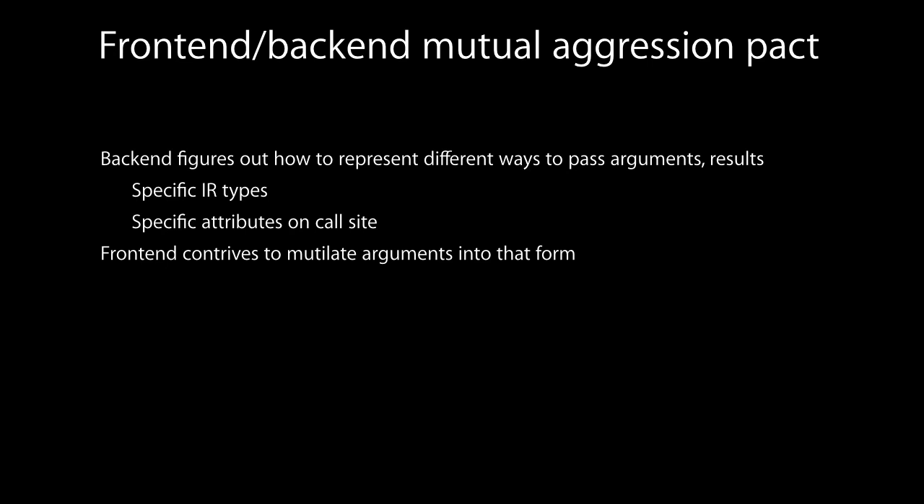So what we end up with instead is this sort of mutual aggression pact between the front ends and the back ends, where the back end figures out a whole bunch of hacky rules about how you are supposed to request this specific type of argument to be lowered and passed in a specific way, like on the stack, in a very specific register, and so on. And then the front end massively contorts the argument list and the LLVM IR types in order to match that as best as it can.